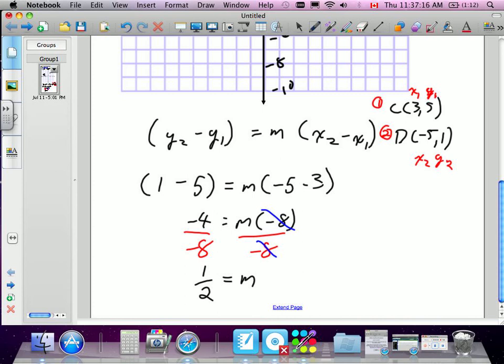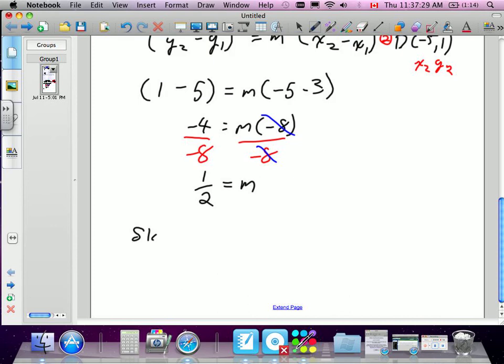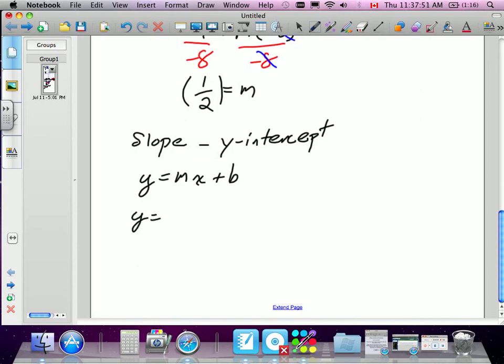So now that I've used my point slope form, now that I have slope, I can go into slope y-intercept. If you recall, that's y equals mx plus b. Well, the slope y-intercept, I know my slope, it's a half. We've already figured that out. So we can plug that in. y is equal to 1/2 x plus b. I need to solve for b.